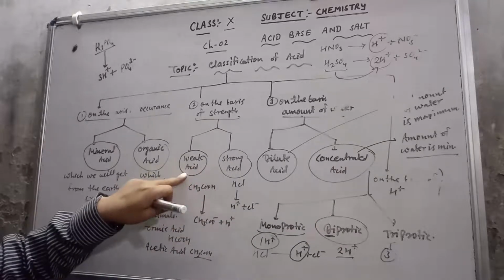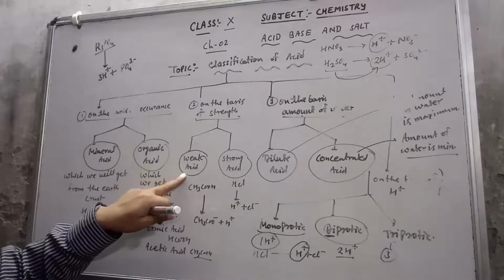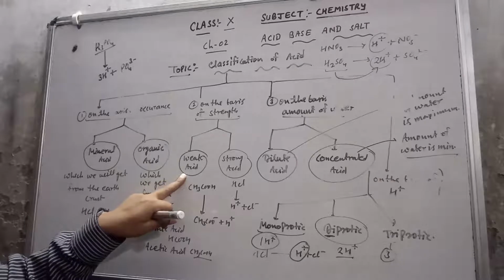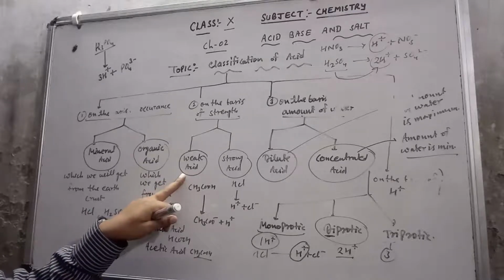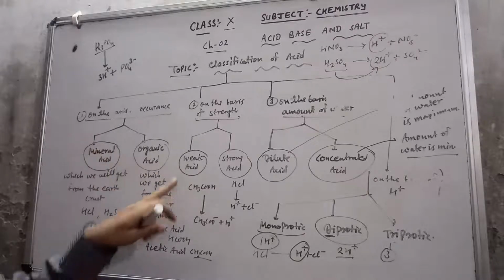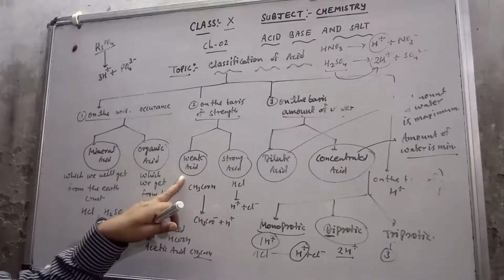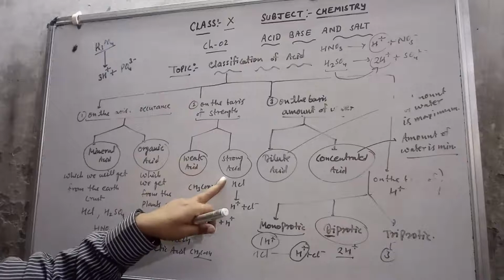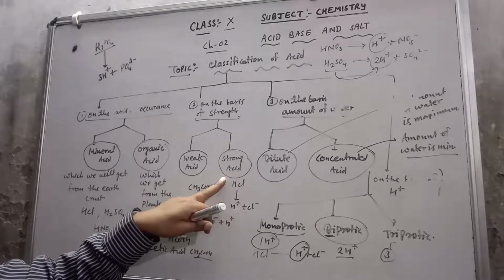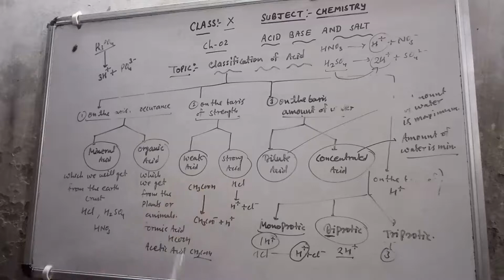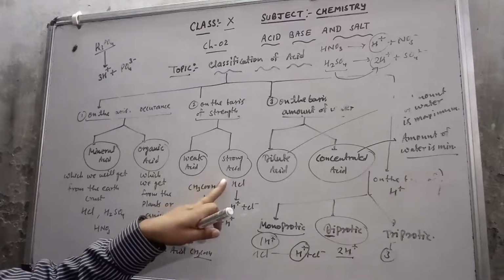After that, weak and strong acid. Weak acid meaning which will be less ionized by dissolving in water. If I dissolve it in water, it will take time, or it will ionize in less amount in water. They are the weak acid. Strong acid meaning those will be ionized maximum. As I dissolve them in water, they will give us their ions easily. They are a strong acid.